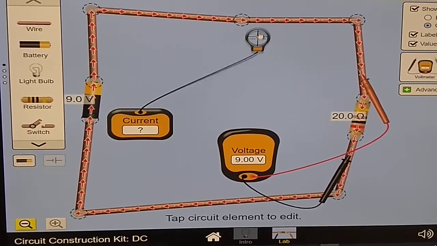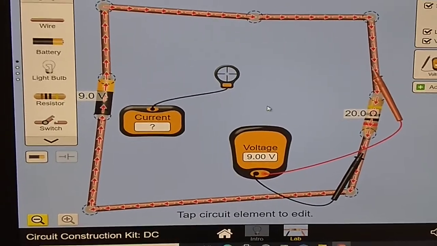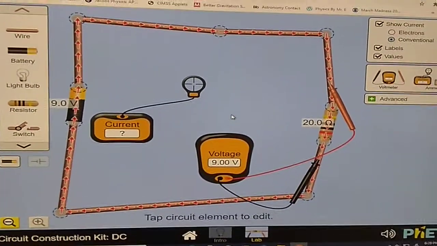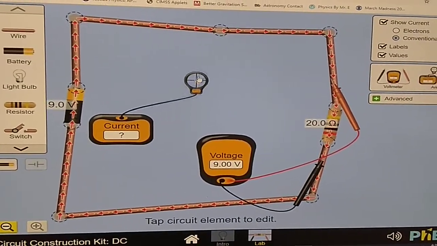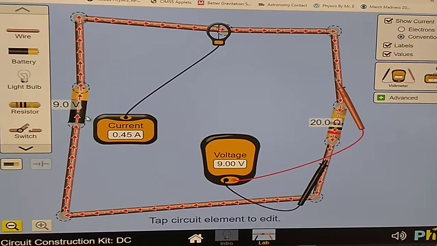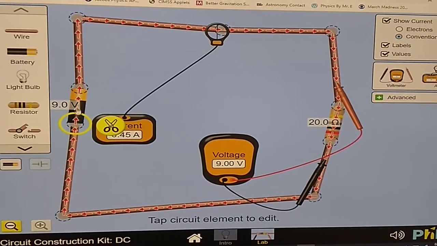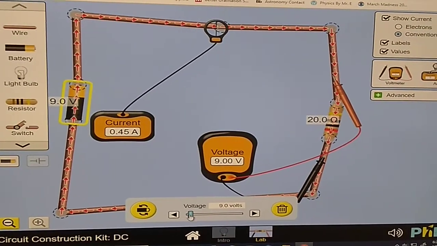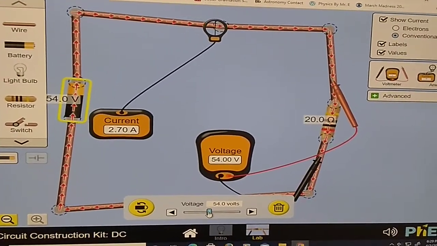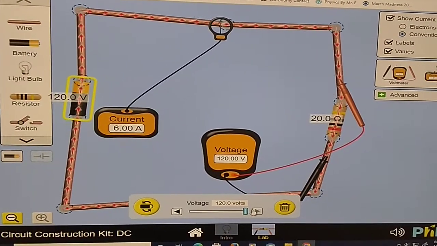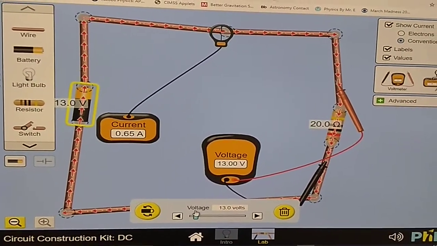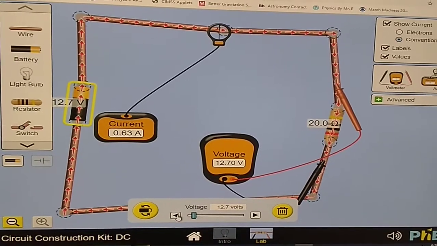We can hover over the current anywhere. And notice that the voltage drop for the resistor is equal to the voltage gain of the battery. And that's going to be true no matter if I increase the voltage. I increase the voltage to 54. The voltage drop at the resistor is now 54 also. And that'll work. I can increase this up to 120 volts. That'll be true no matter what I have this on.